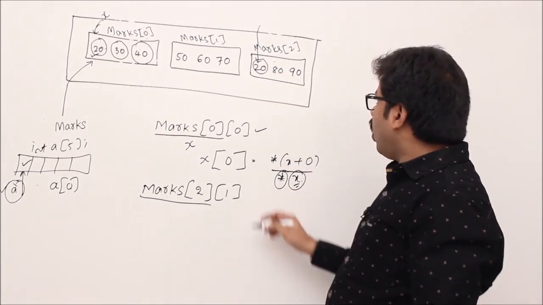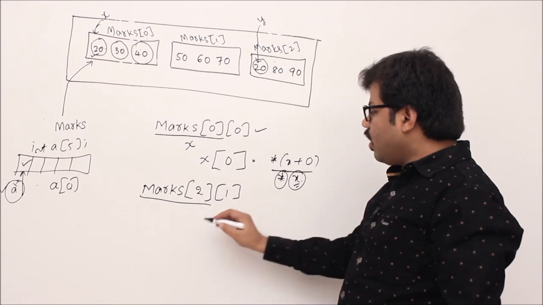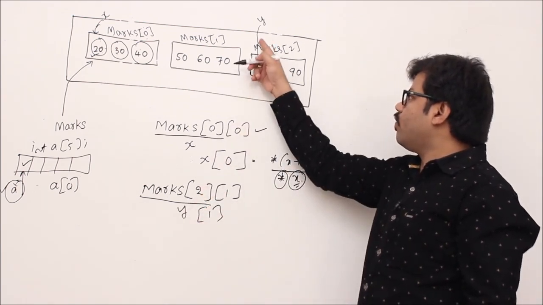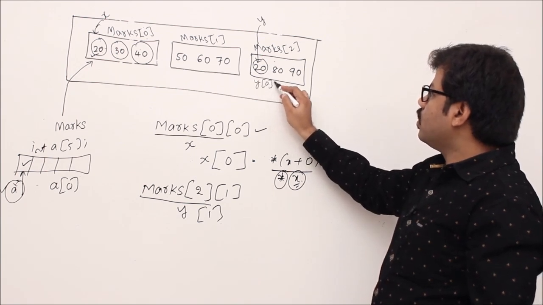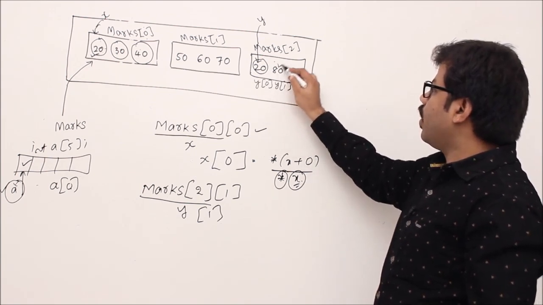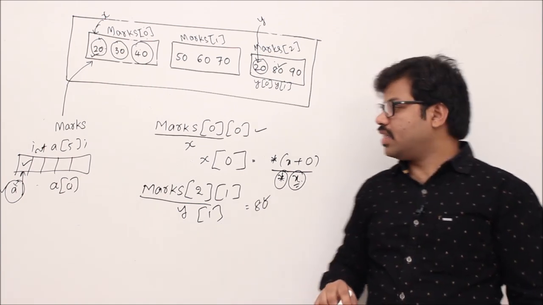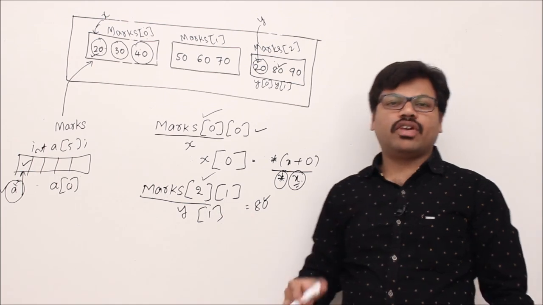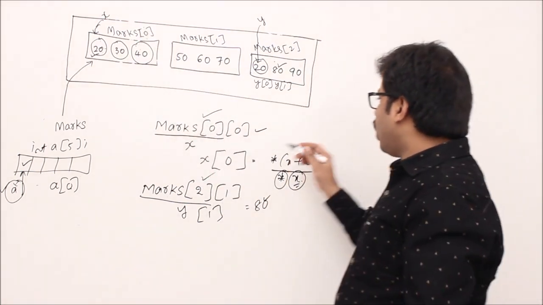Then, if you do marks of 2 of 1, let's say this is y, then y of 1. Whenever you do y of 1, where y is the owner of this array, then y of 1 will become like this. This is y of 0, this will be y of 1, right? That's why 80 will be printed. So in that way, you can easily understand this syntax, what is marks of 0, 0, and how marks of 2 comma 1 works.